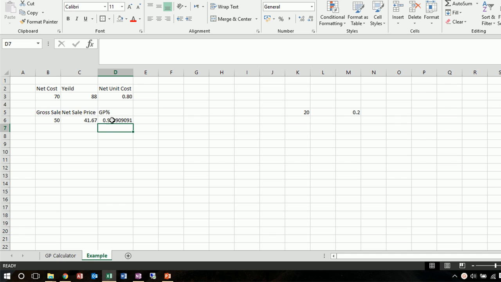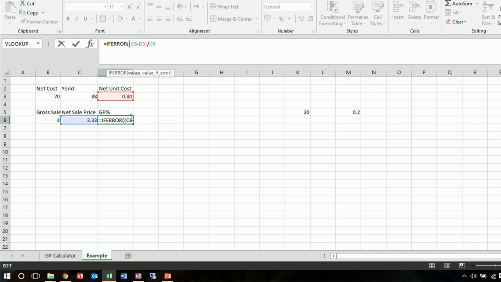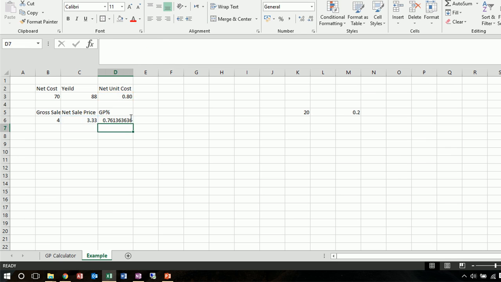Okay, and we get a GP of 98%, and that's because we've got a pint of lager selling for £50. So let's just change that to £4, for example, and we get 76% GP. If we put in our error trap, so IFERROR, that'll tidy up in case we delete that, for example. There we go. So now we buy it for 80p, we sell it for £4 gross, £3.33 net, and we get a GP of 76.